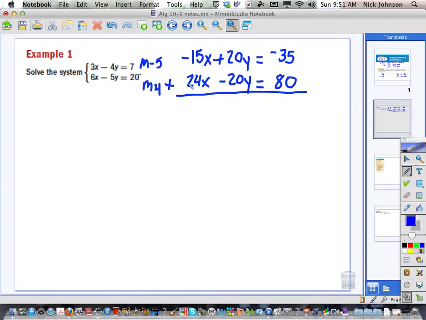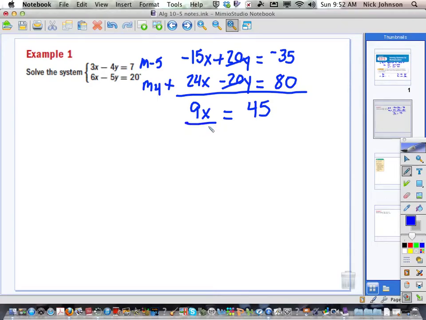So a negative 15x and a positive 24x. Signs are different, so you are going to subtract, right? And that's going to give you 9x. Remember, the y's are gone now because the signs are different. If I add them together, they're going to be gone. And 80 minus 35 is going to give me 45. Just doing our elimination, just like we did the other day.